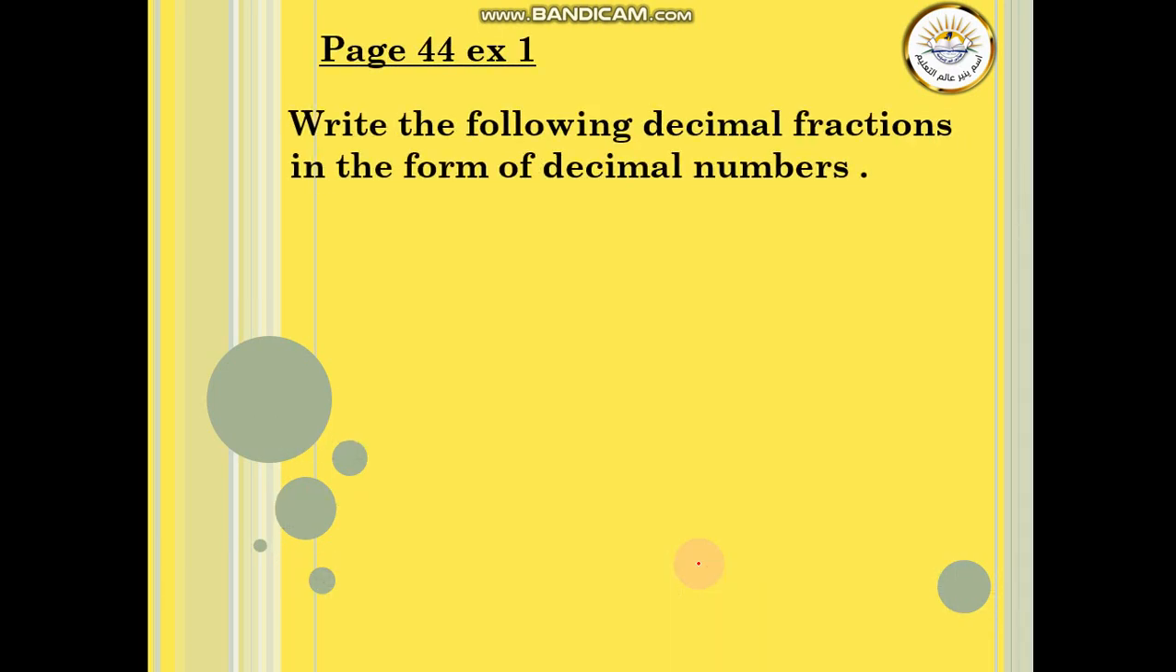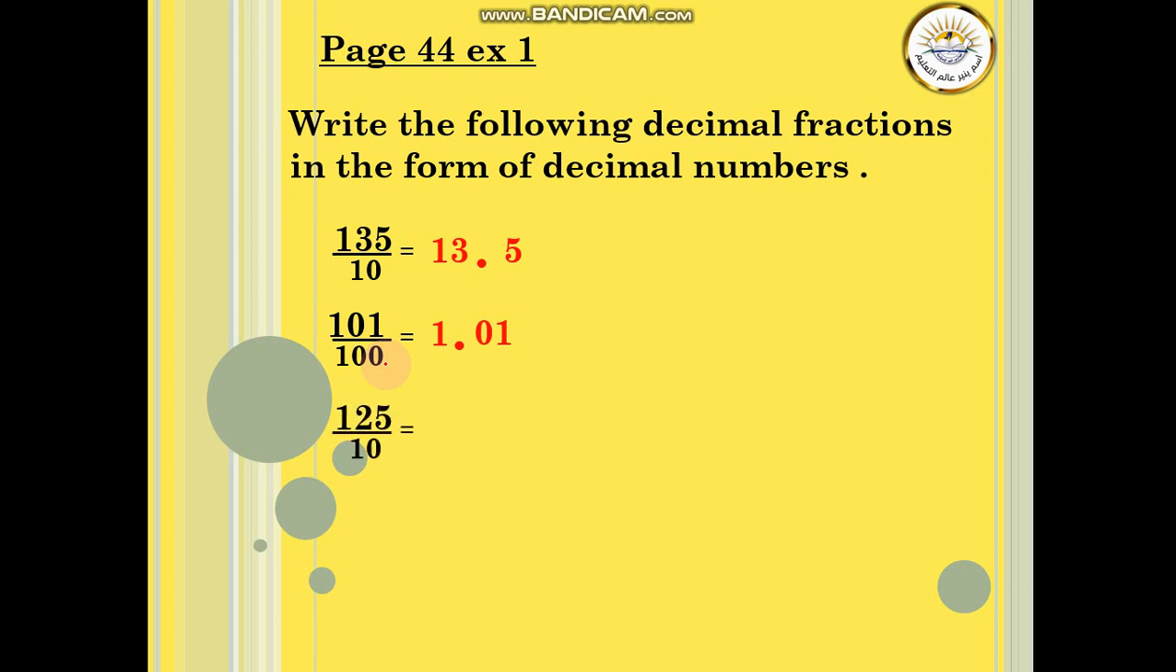Now page 44, exercise 1. Write the following decimal fractions in the form of decimal numbers. Let's see. Here I have 135 over 10. What should I do? I put the point. I should have one digit after the point, so I count 1. So the point should be here, so I have 13.5. Now I have 101 over 100. 100th. So I write 101 and I count 2 digits. 1, 2. So the point should be here, so I have 2 digits after the point because I have 100 in the denominator. So it's 1.01.